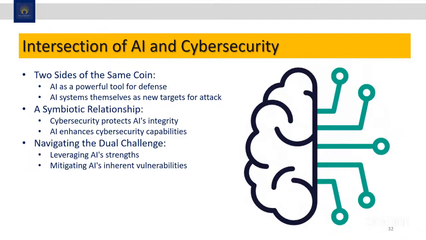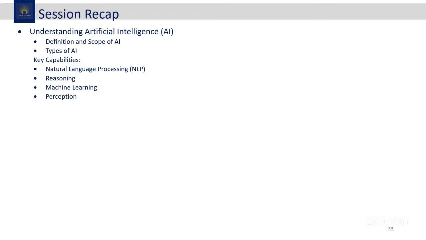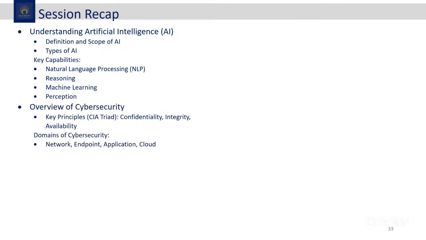And with that, I come to the end of today's class. Let me just do a quick recap of what we learned. We covered the understanding of artificial intelligence, where we defined the scope of AI, the types of AI, and the key capabilities: natural language processing, reasoning, machine learning, and perception. We also broke down an overview of cybersecurity itself. Of course, we can't talk about AI and cyber without breaking down cyber also. We mentioned the key principles of cyber, the CIA triad: confidentiality, integrity, and availability. We also mentioned the domains of cybersecurity, where you need to apply those key principles: network, endpoint, application, and cloud cybersecurity.